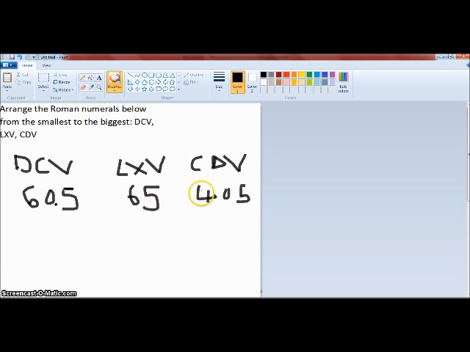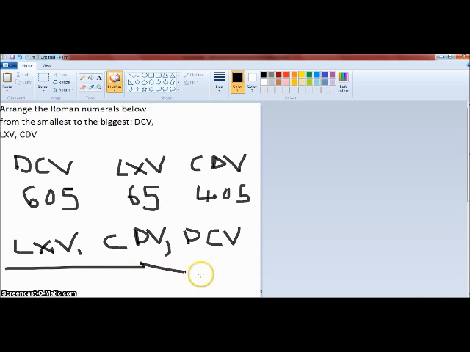So if I were to arrange these in order, I'll start with 65, which is LXV. The next one is 405, which is CDV, and that makes DCV the last one because it has the biggest value. So this is the answer. Okay. Wishing you all the best.